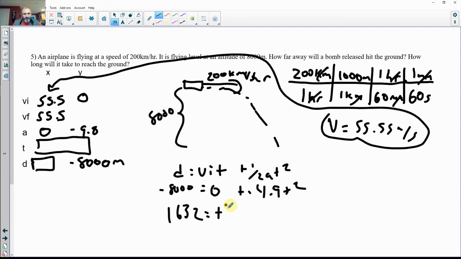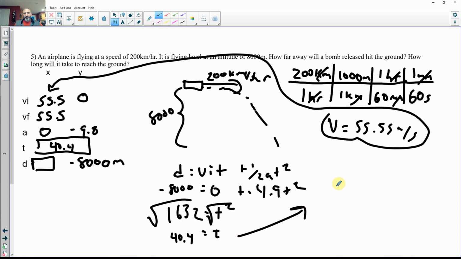1632 equals t squared. And then we don't want t squared, we want t, so we'll take the square root of both sides. Square root of that thing, square root of that thing. t will be 40.4 seconds. So 40.4 seconds.